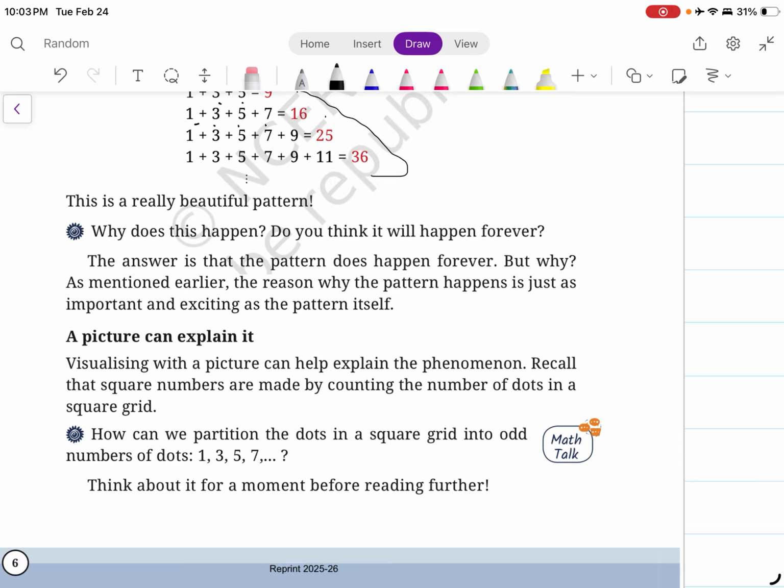Why does this happen? Do you think it will happen forever? The pattern does happen forever, but why? As mentioned earlier, the reason why the pattern happens is just as important and exciting as the pattern itself. दोस्तों पैटर्न जितना होता क्यों है ये जानना इम्पोर्टेंट है, उतना ही इम्पोर्टेंट ये भी है पता करना कि वो उतना एक्साइटिंग होता क्यों है.